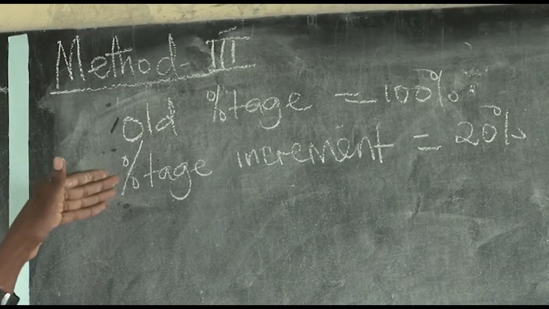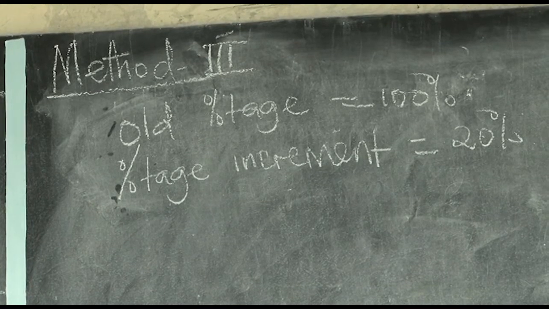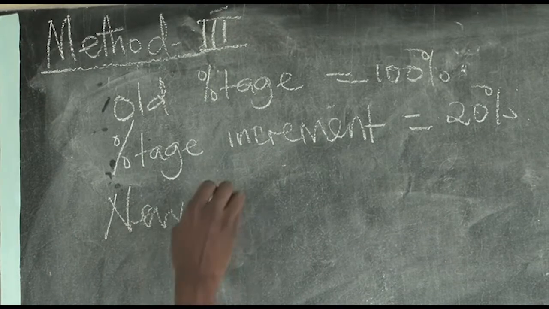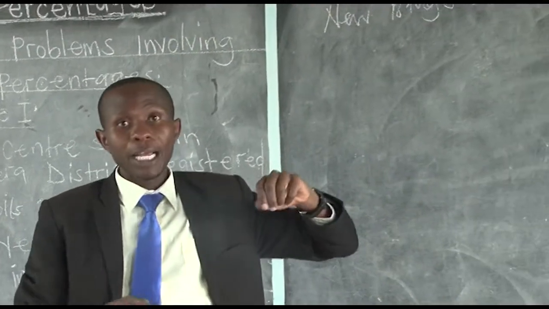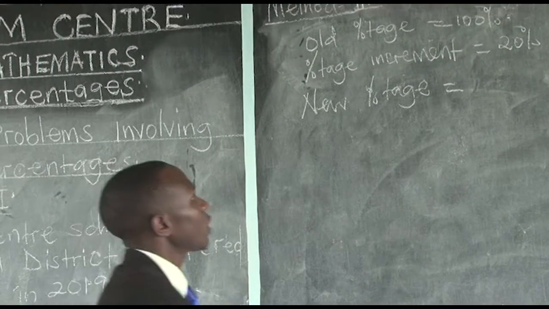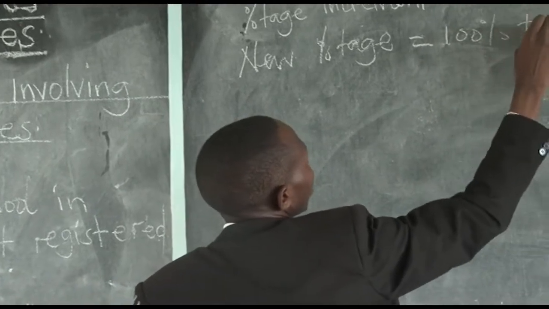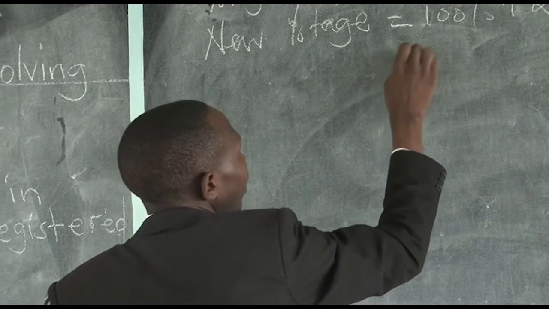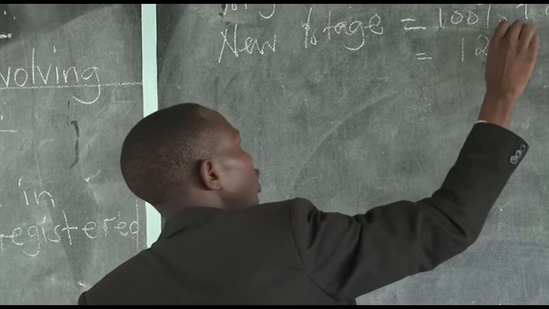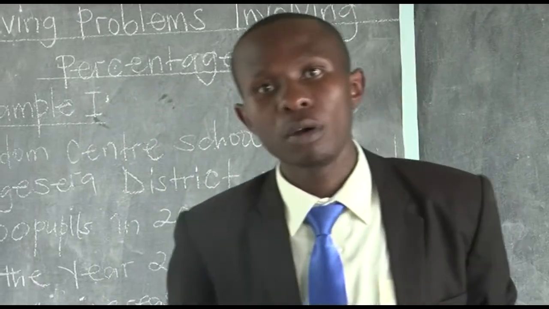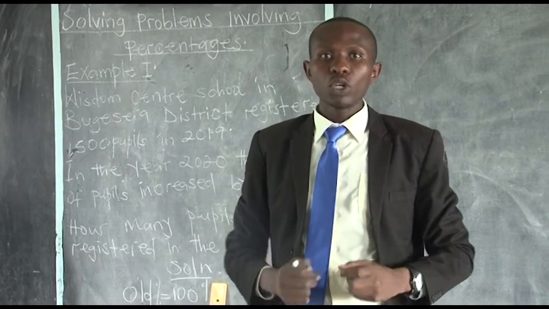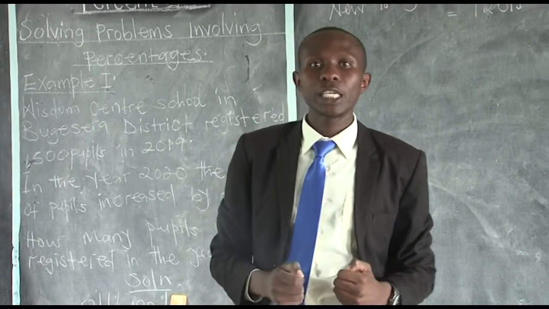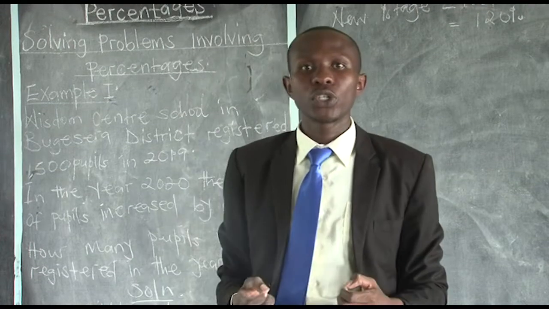So if this is the old percentage and this is the new percentage increase, just know you'll have the old percentage, then you add on the percentage increment to come out with a new percentage. So we shall say new percentage. New percentage will be equivalent to the old percentage plus percentage increment or percentage increase. That is 100%, that is the old percentage, plus percentage increase, that is 20%, according to our question, which will give us a total new percentage increase of 120%. So 120% becomes our new percentage. After getting 120%, what is the next step?